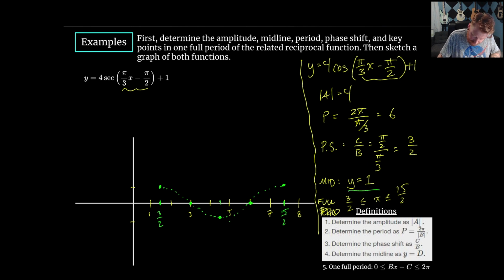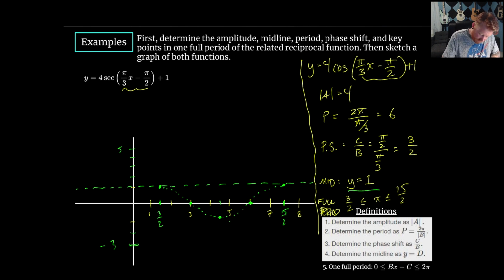Where is it? Our midline is at 1. So if we go through, we can put our midline at 1. And then we want to have an amplitude of 4. So that means we're going to go up 1, 2, 3, 4 from there. So that's up at 5. And then we want to go down 1, 2, 3, 4. So down at -3. So this will be where this tops out and bottoms out at.